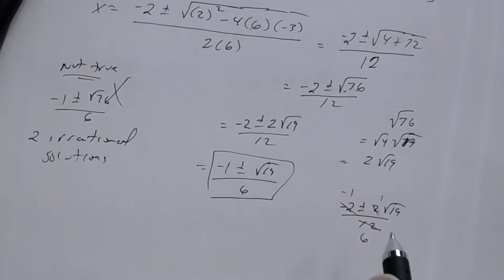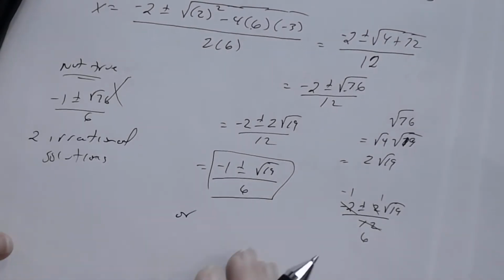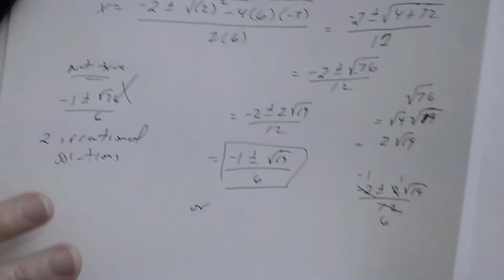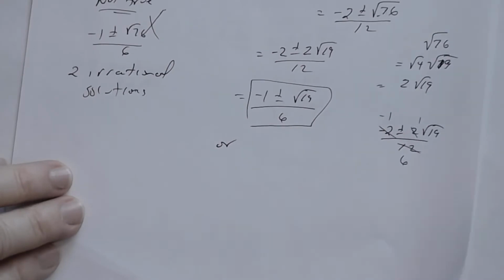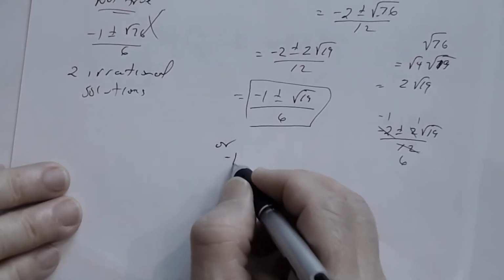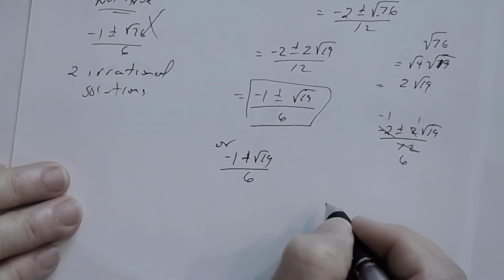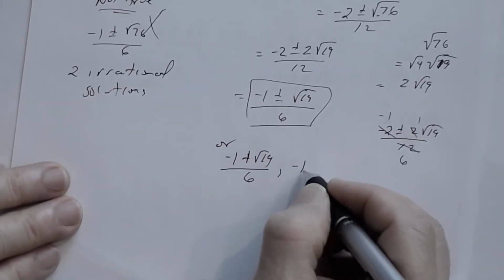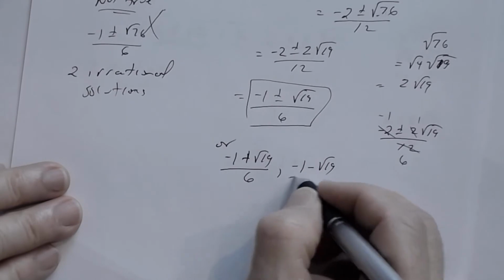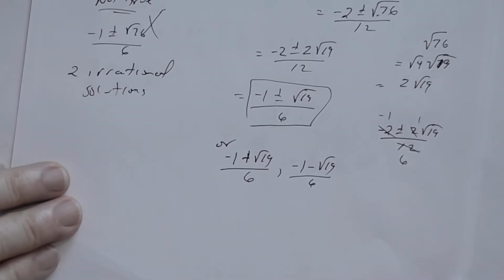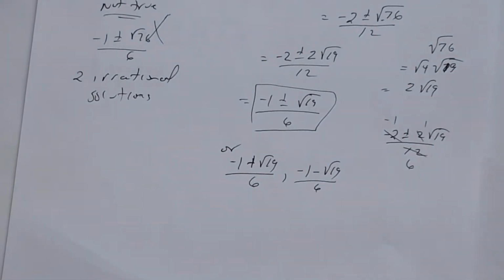And so that's your solution. And if you want to, you can write it as 2 separate solutions. In MyMathLab, you will need to do that. So you're going to say negative 1 plus the square root of 19 all divided by 6, comma, negative 1 minus the square root of 19 all divided by 6. Okay? All right, so that was number 2.